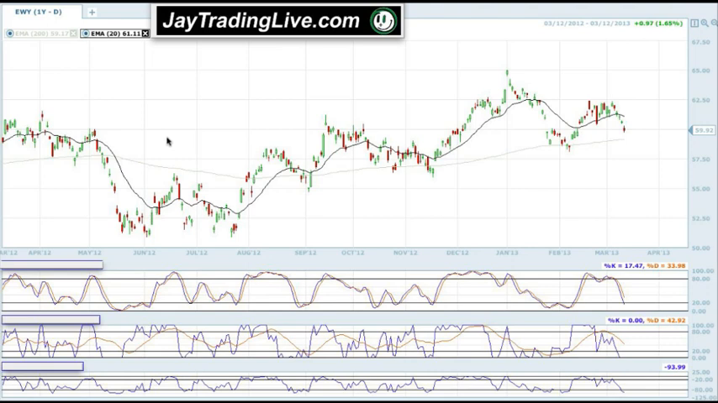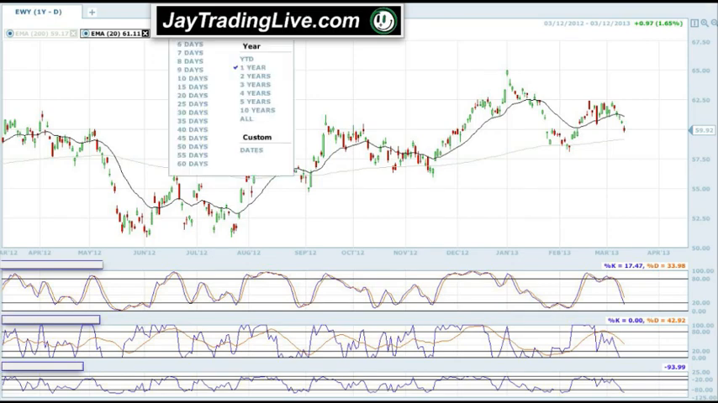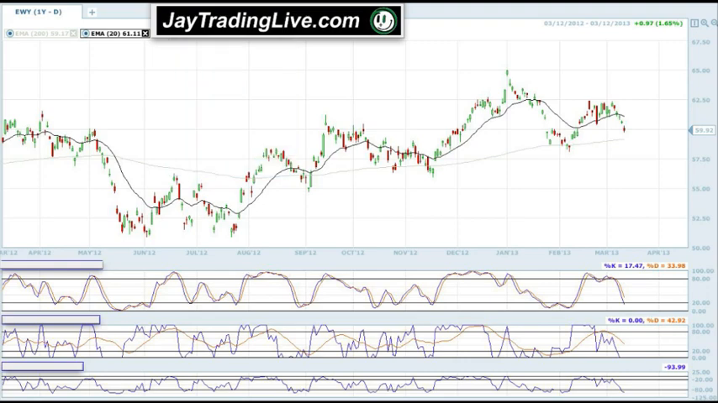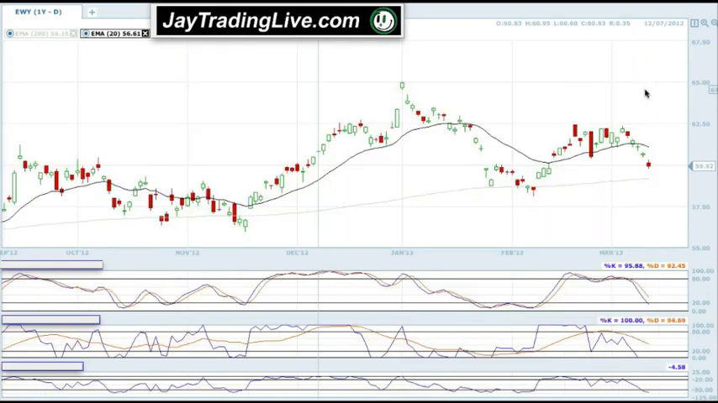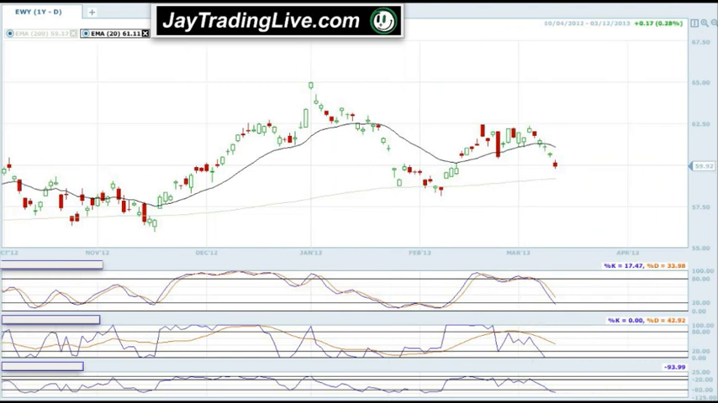Here's a couple stocks that I'm looking at setting up for the rest of the week. Let's zoom in here. This is symbol EWY. This is South Korea capped index. Don't trade this a whole lot, and you can see it kind of gaps a lot. But anyway, I just wanted to show you what I was looking at here.